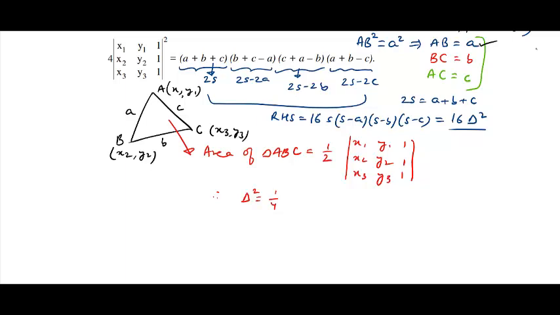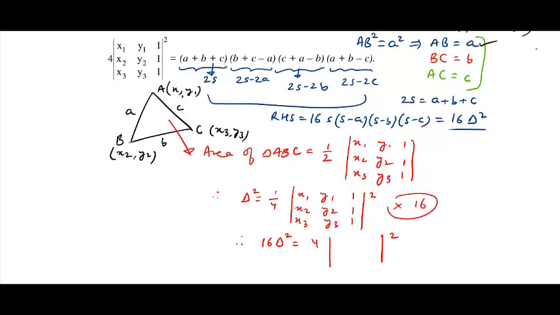and therefore delta square will be equal to 1 by 4 times this determinant squared. Alright, so therefore 16 times delta square will be equal to 4 times the determinant whole squared. We actually multiply both the sides with 16. So 16 delta square is equal to this, and this is the left hand side. And 16 delta square is, as we saw, your right hand side, and this determinant is your left hand side, right? So that completes the proof.